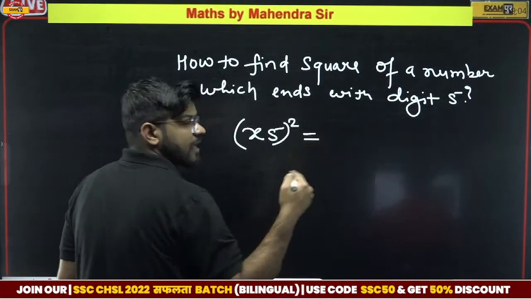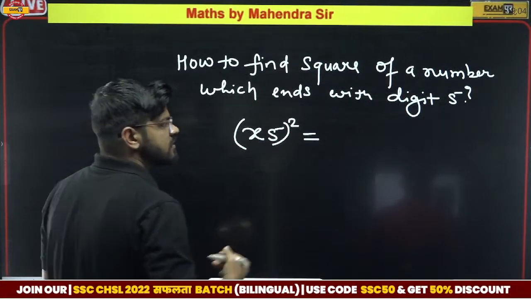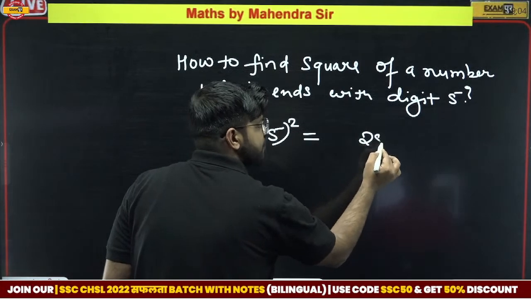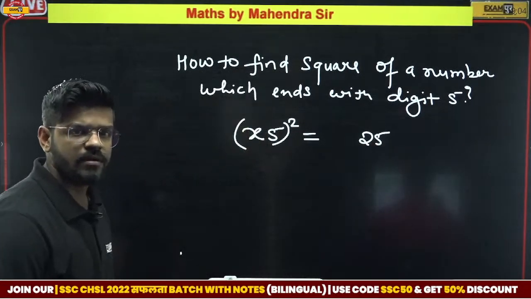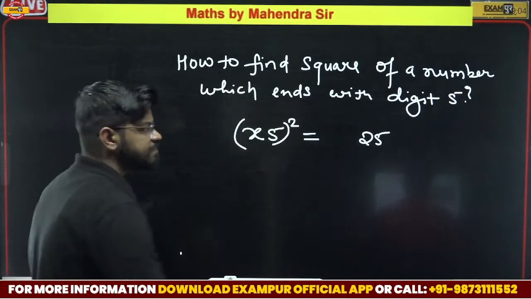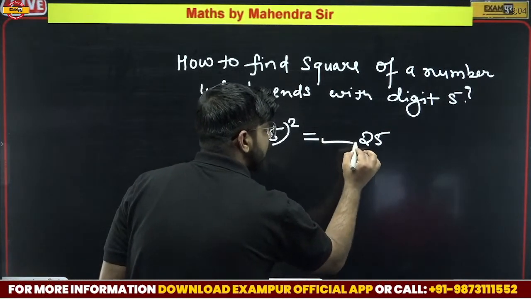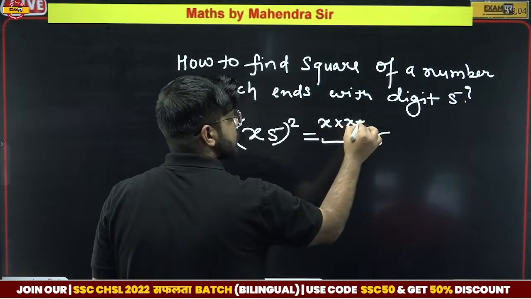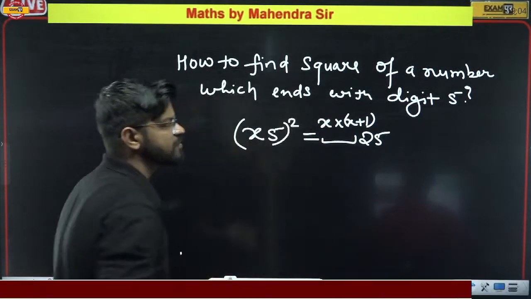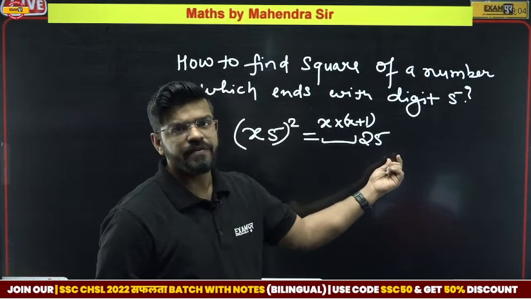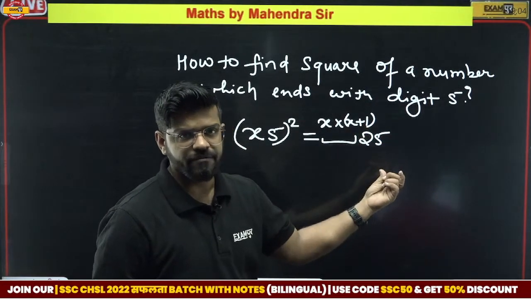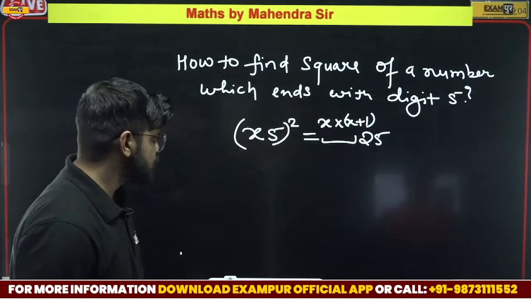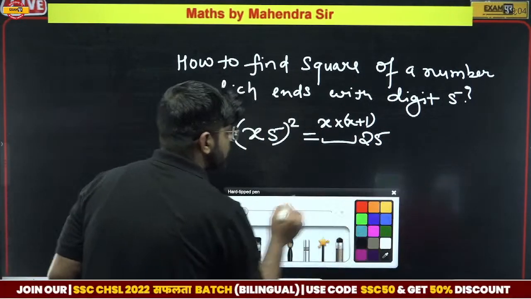So how do we calculate this? For the 5, we write the square of 5, that is 25. And here we have to calculate x into x plus 1. So the last two digits will always be 25, and before that we just have to write x into x plus 1.